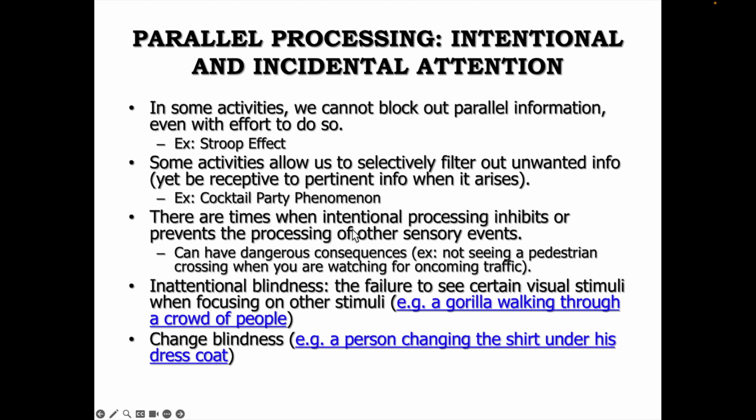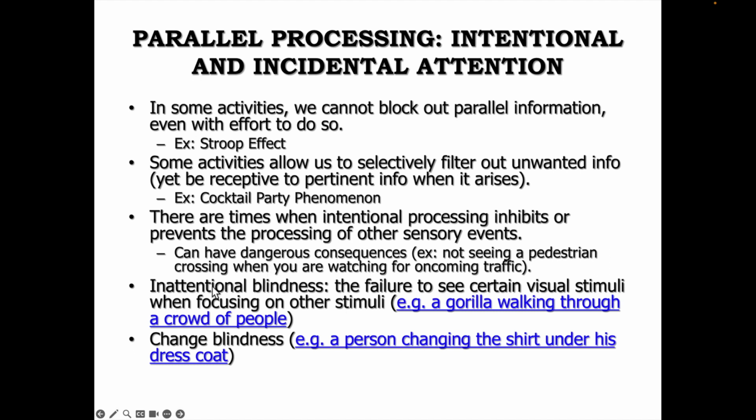Now, there are times when intentional processing inhibits or prevents the processing of other sensory events. However, this preventing of the processing of other events could have dangerous consequences. So, for example, if you're watching oncoming traffic, we might not see a pedestrian crossing when this is happening. So we don't want these moments where we're not paying attention to the person crossing the street because our attention is focused on the road.